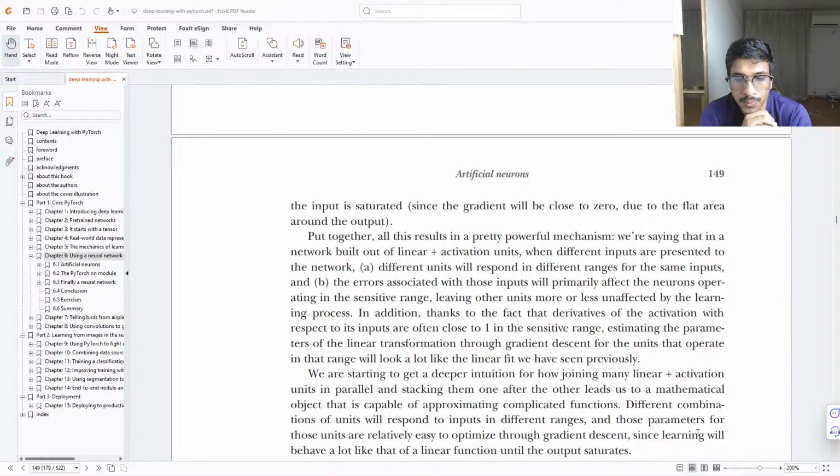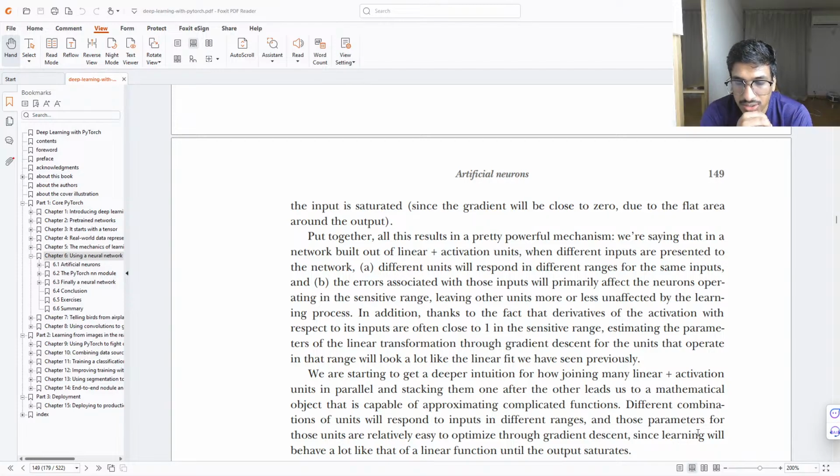Put together, all the results make a pretty powerful mechanism. We are saying that in a network built out of linear plus activation units, when different inputs are presented to the network, A, different units will respond in different ranges for the same inputs, and B, the error associated with those inputs will primarily affect the neurons operating in the sensitive range, leaving other units more or less unaffected by the learning process.